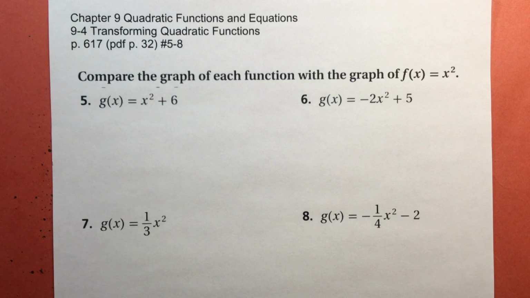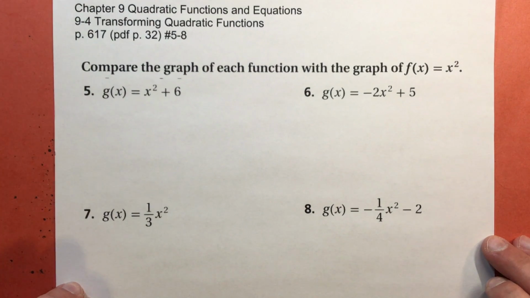Again, we're doing the problems in the textbook, page 617, right before we do the homework problems. So if you are working on the homework, watch this video, then pause it and do these problems so that's fresh in your mind. We're going to compare each of these graphs from 5, 6, 7, and 8 to the parent function f of x equals x squared. Now, you can also take out Desmos and compare, that's fine. But we're going to do this without Desmos.